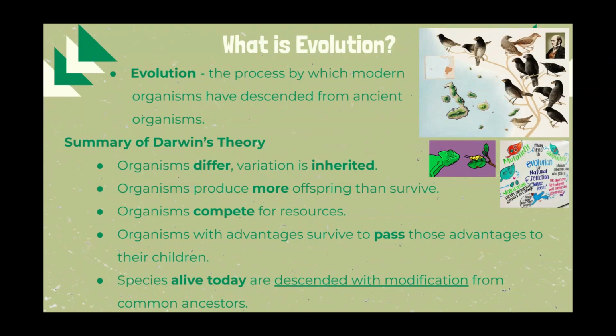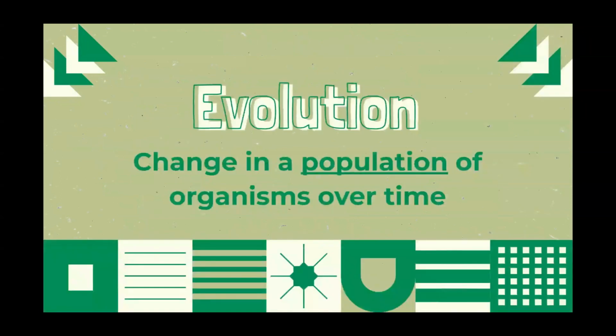And species alive today are descended with modification from common ancestors. So we can look at what's alive today, and we can look at the past fossils and other organisms that we know existed and can see some similarities between them, but they're not exactly the same, which means something has changed. Now, again, evolution is change in a population of organisms over time. It is not individuals. It is population.